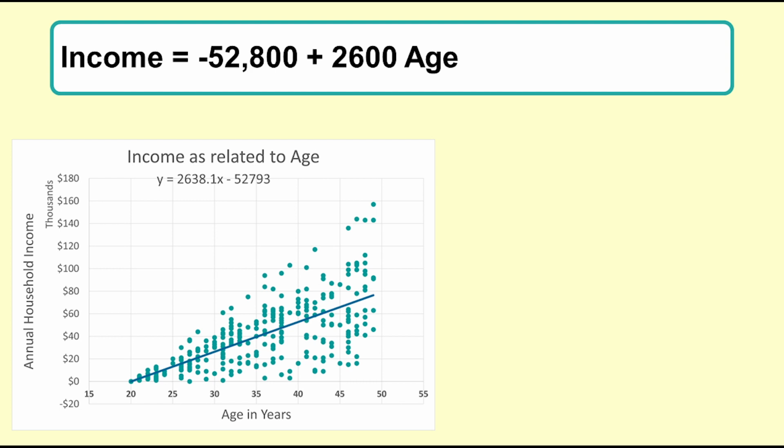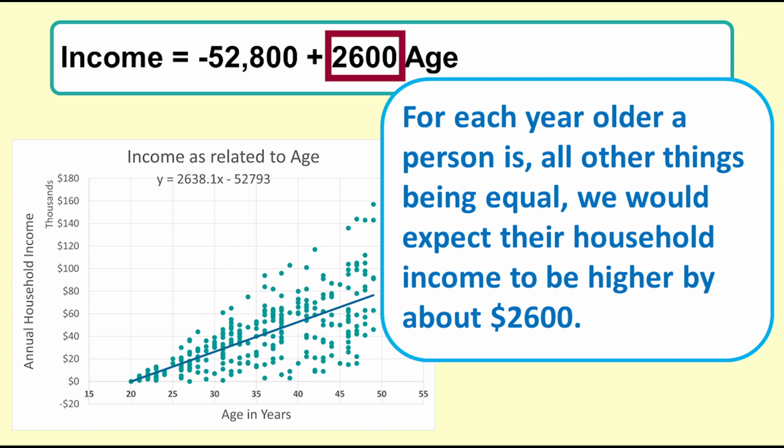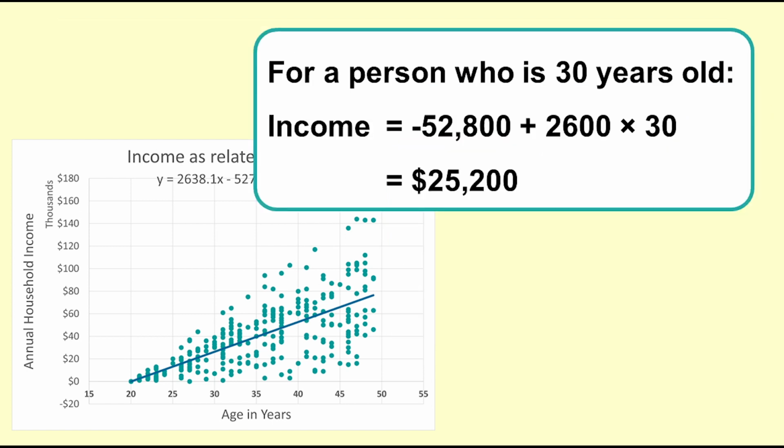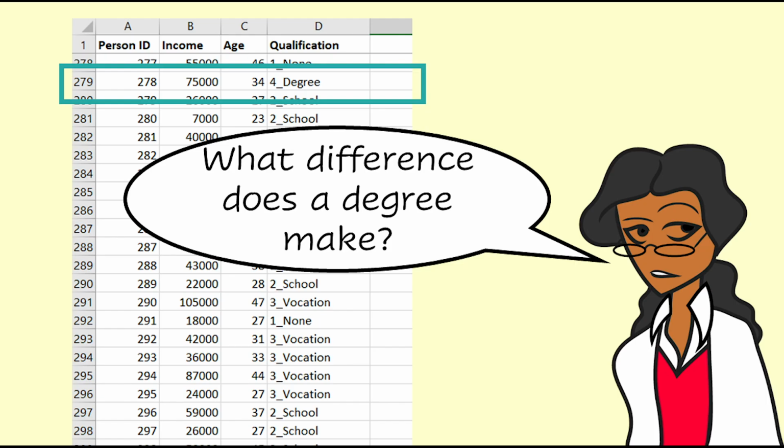The coefficient for age tells us that for each year older a person is, all other things being equal, we would expect their household income to be higher by about 2,600. We can also use the model to make a prediction. A person who was 30 years old would have an expected income of negative 52,800 plus 2,600 times 30, which equals $25,200.